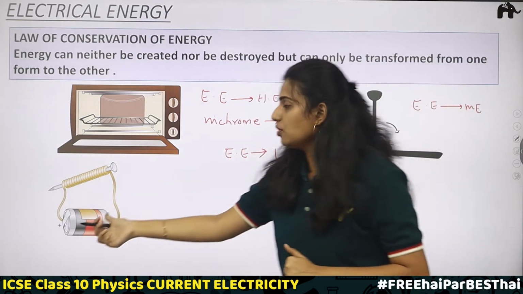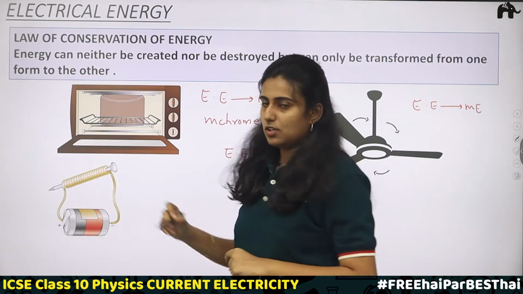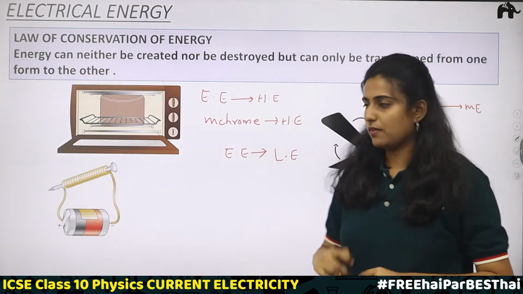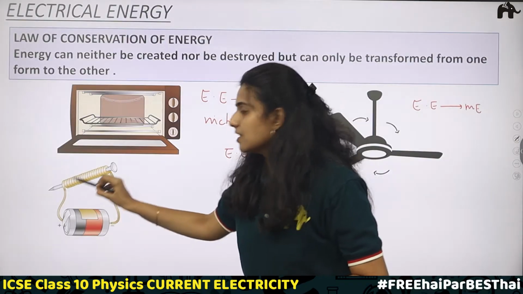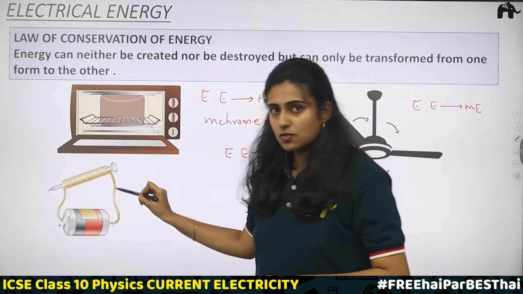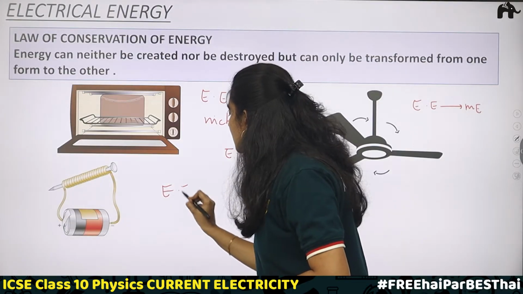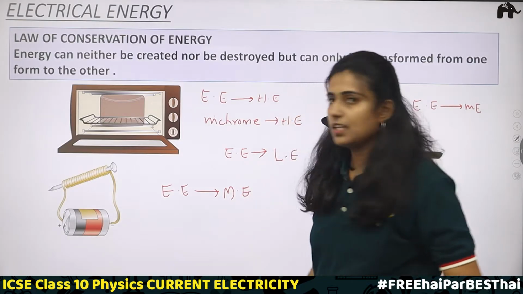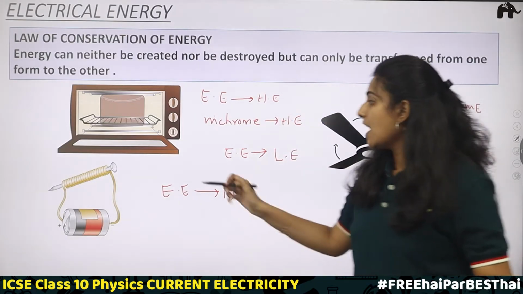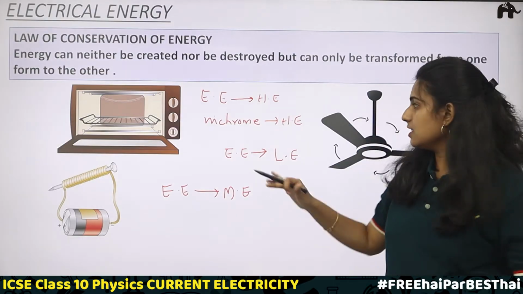Now here you can see a soft iron which is wound using a wire. Let us say it's a copper wire. It is connected to a battery. When connected to a battery, what happens? Charges start flowing, electricity starts flowing. So here the electrical energy is getting converted into magnetic energy, and this soft iron can become an electromagnet. So this is what is happening.